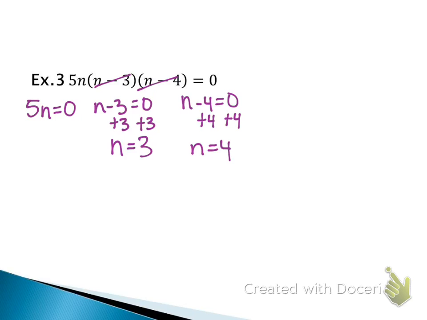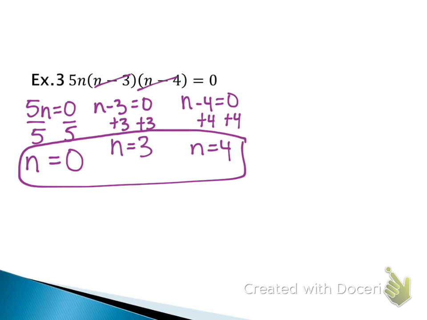So we're left with that first one. Houston, how would I solve that first equation? 5n equals 0. We divide both sides by 5. 0 divided by 5 is 0. And we got all 3 of our answers. Questions, concerns? So that was when everything was already factored out for us.